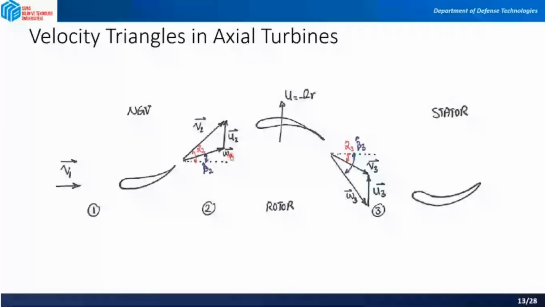but the rotor is right now again rotating. So you have again the relative velocity, and then your absolute velocity is v3, and this is designed in a way that is appropriate to enter the stator or guide vanes of the next stage of the turbine.